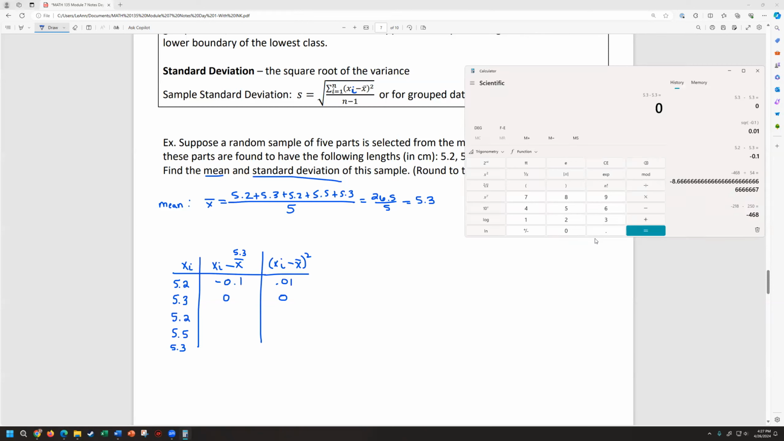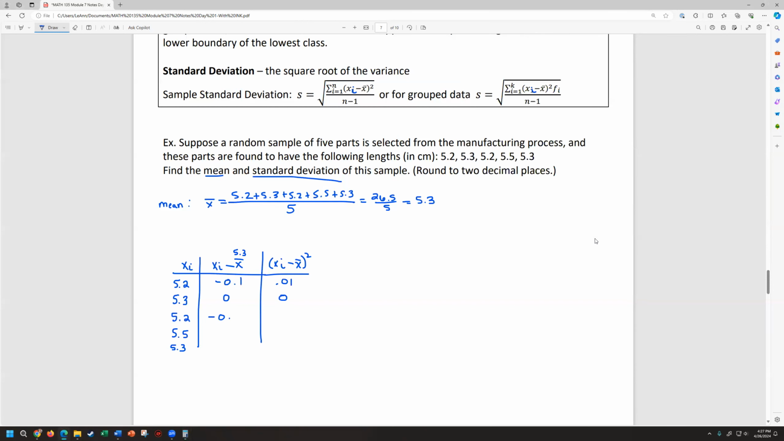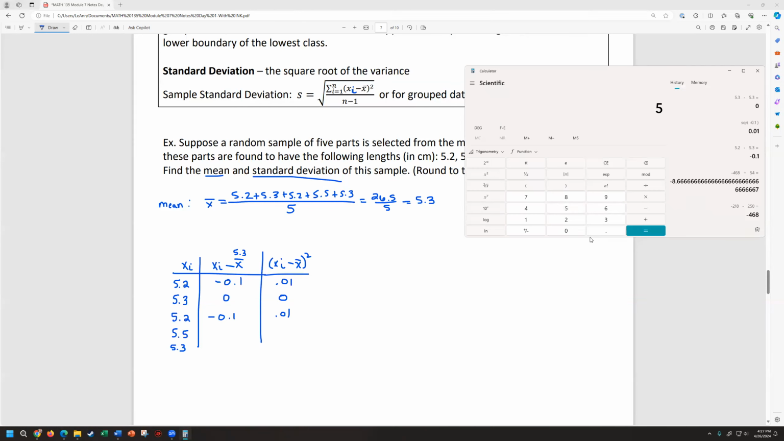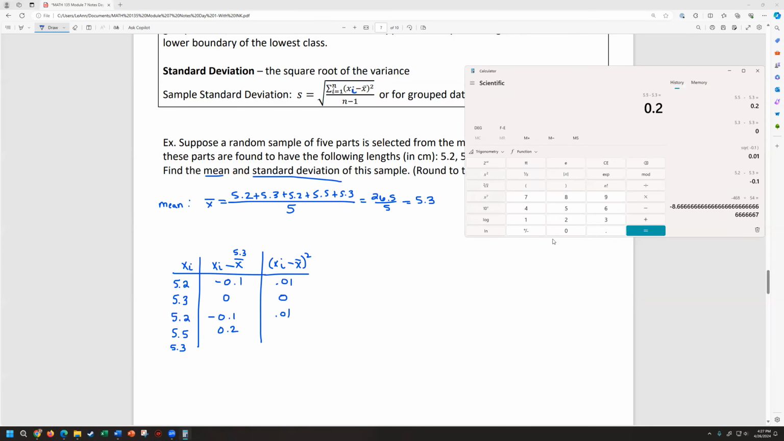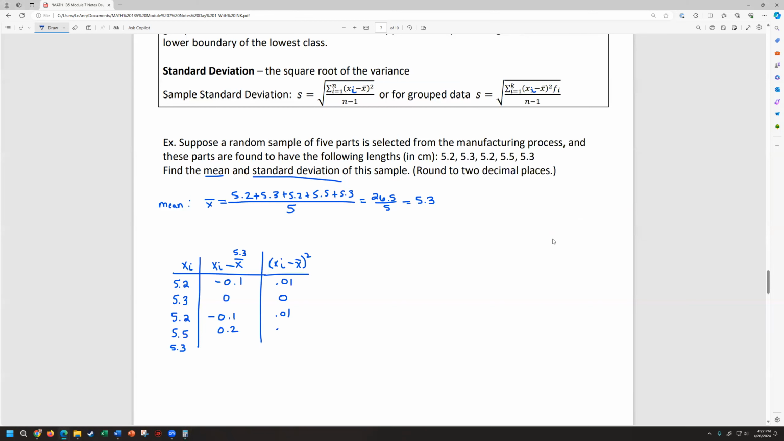Then we have another 5.2. So if you have a repeating element, you don't need to do it all on your calculator again. You just bring that information down. We need to do 5.5. So 5.5 minus the 5.3 is a 0.2. So that's the subtraction step. And then we square that, 0.04. And then 5.3 was a repeated element again. So 0 when we subtract 5.3 minus 5.3 and square it, and you still get 0.